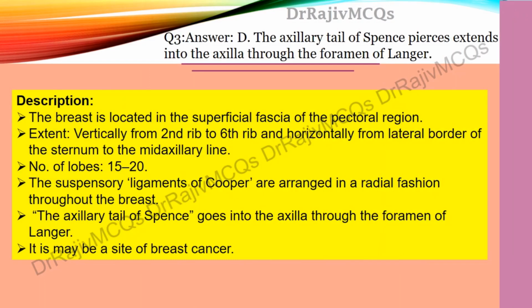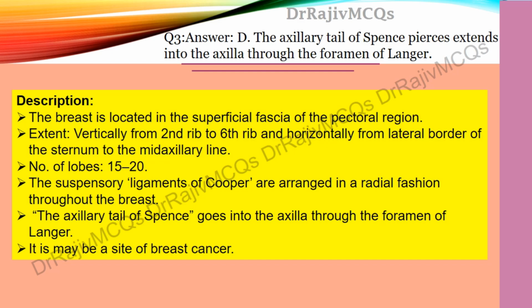The correct answer in question number 3 is option D. The breast is located in the superficial fascia of the pectoral region. Vertically, it extends from second rib to sixth rib and horizontally from lateral border of the sternum to the mid-axillary line. Hence, it will be wrong to say that most of the breast tissue lies in the upper inner quadrant of the breast. The breast parenchyma consists of about 15 to 20 lobes, not just 10.